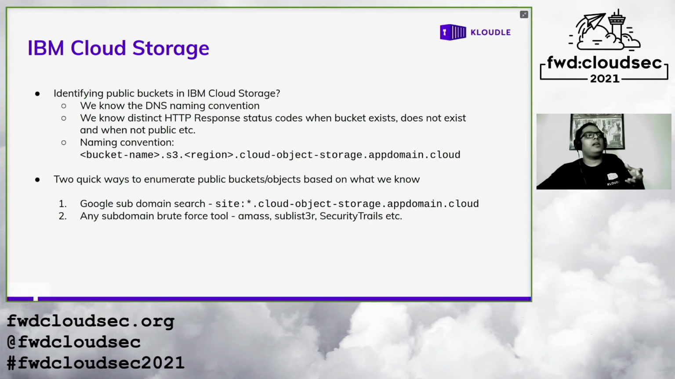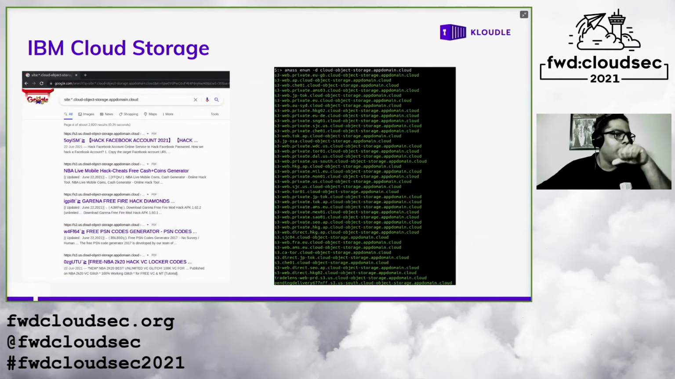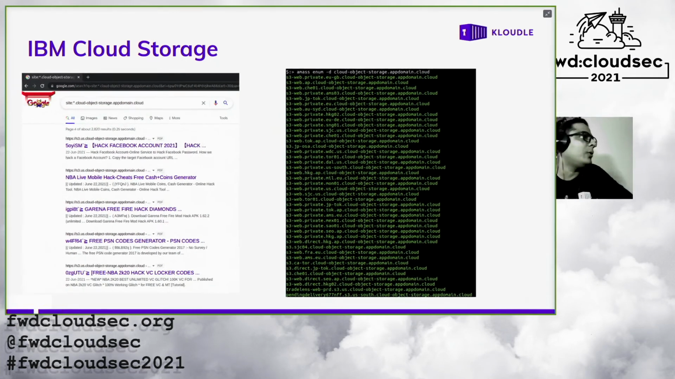Because we know the DNS naming convention and we know the distinct HTTP response status codes for when a bucket exists and when it does not, we can actually use Google subdomain search, using the site: operator for example, to find buckets on the internet that belong to IBM Cloud. Any subdomain brute force tool also works. I've got good results with Amass and Sublist3r, or something like SecurityTrails if you want to use an online service. These are a couple of examples of buckets that are public with IBM Cloud.